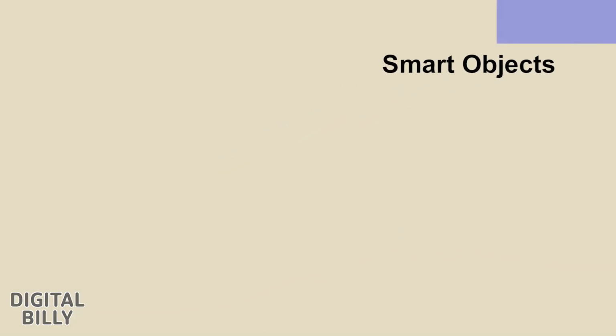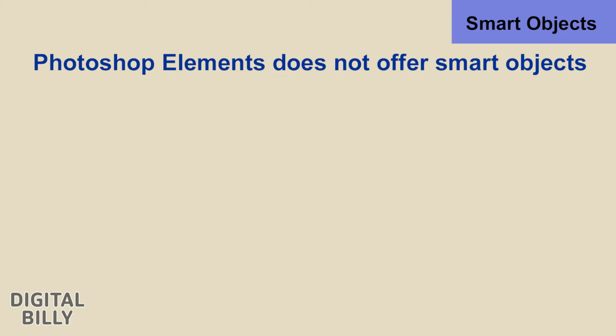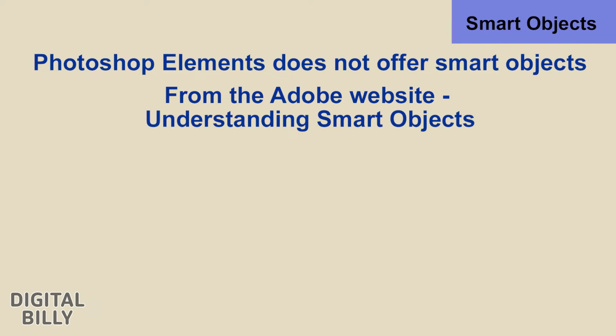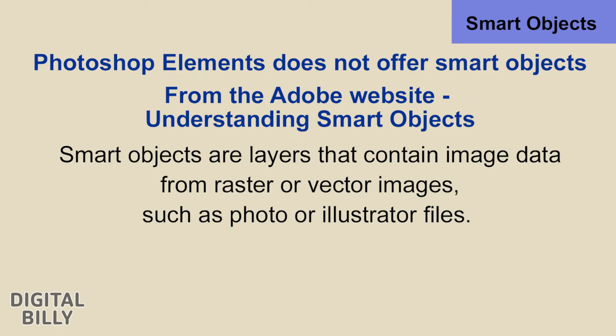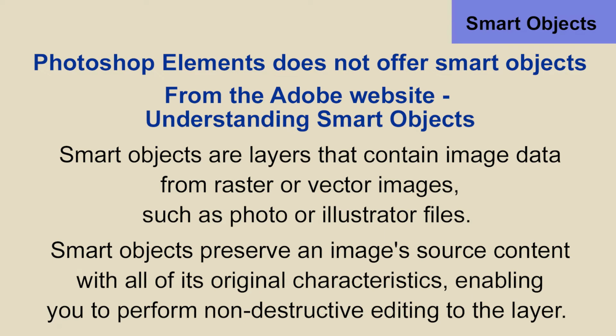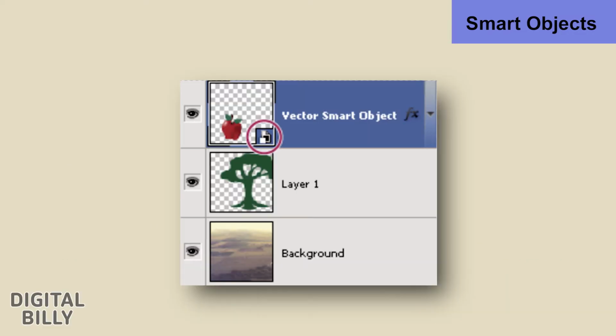Next is Smart Objects. Photoshop Elements does not offer smart objects. From the Adobe website, Understanding Smart Objects. Smart objects are layers that contain image data from raster or vector images, such as photo or Illustrator files. Smart objects preserve an image's source content with all of its original characteristics, enabling you to perform non-destructive editing to the layer. In regular Photoshop, when a smart object layer is created, it indicates it in the layer title, as well as with this icon here.